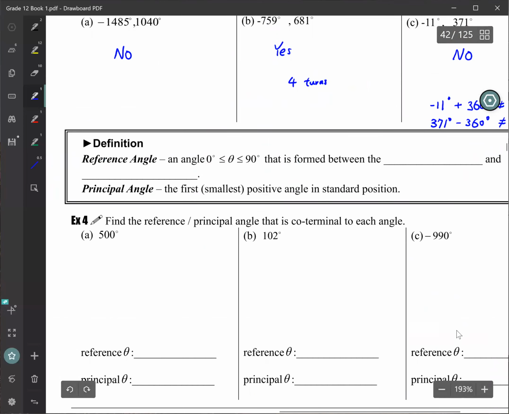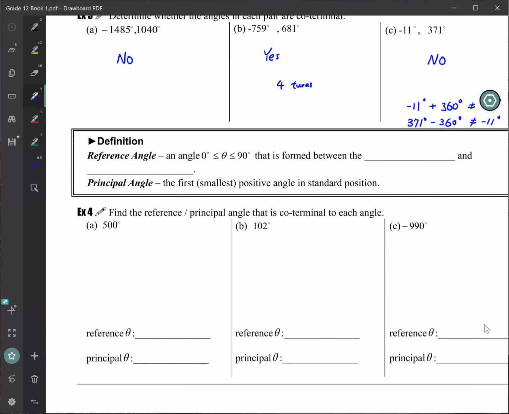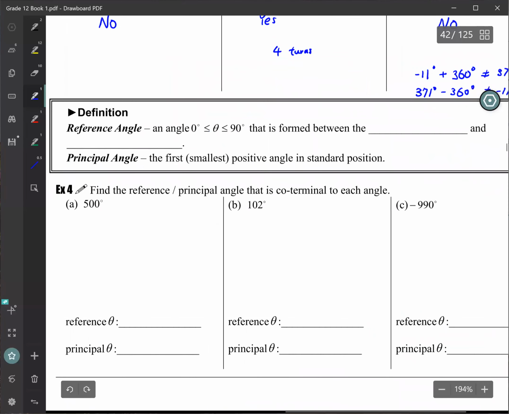All right, so the next term is called the reference angle. Reference angle, we've learned that in grade 11. So for some of you, maybe you still remember. Do you remember what a reference angle is? It's an angle between 0 to 90 degrees that is formed between what and what? Does anybody know? Reference angle is between which two things? The x-axis and the terminal. Very good. Okay, so let's write that down.